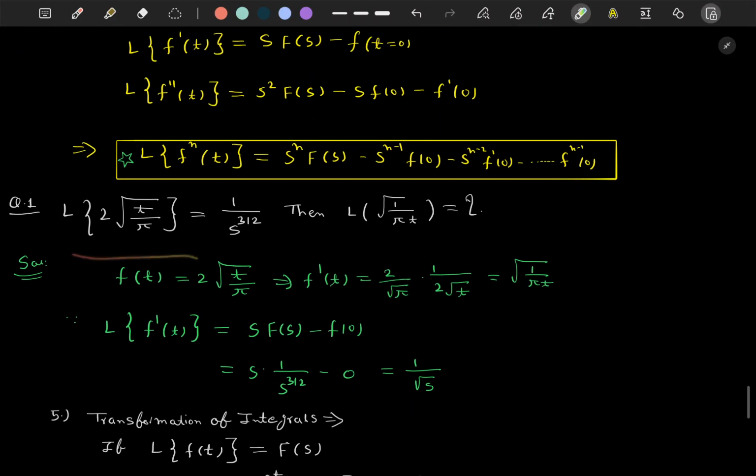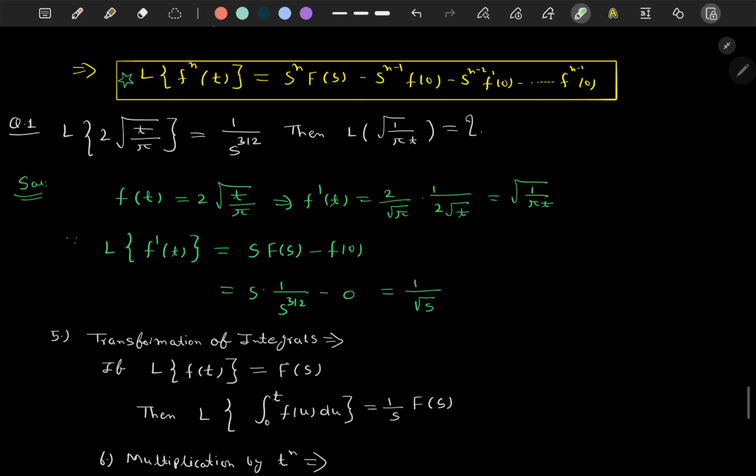Suppose we have the Laplace transformation L of 2 root t upon pi equal to 1 by s to the 3 by 2, then find L of 1 by root pi t. We know that if f of t is this function, then its derivative is this, 1 upon root pi t. So in the question we are asked about the Laplace transformation of the derivative of the function. Because it is a derivative, we know that L of f prime t equals s F of s minus f of 0. So s F of s minus f of 0 will lead to 1 upon root s.